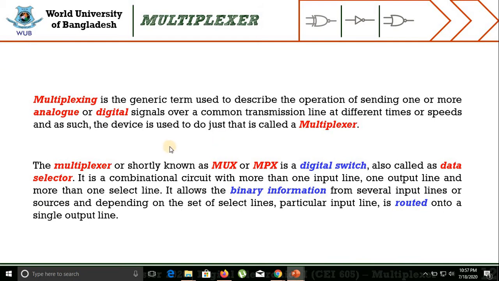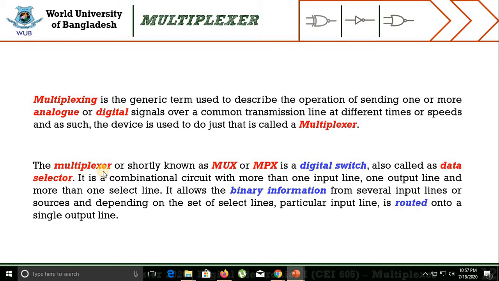Now, time to learn the overview of the multiplexer. So let's start. Multiplexing is the generic term used to describe the operation of sending one or more analog or digital signals over a common transmission line at different times or speeds. And the device used to do just that is called a multiplexer.